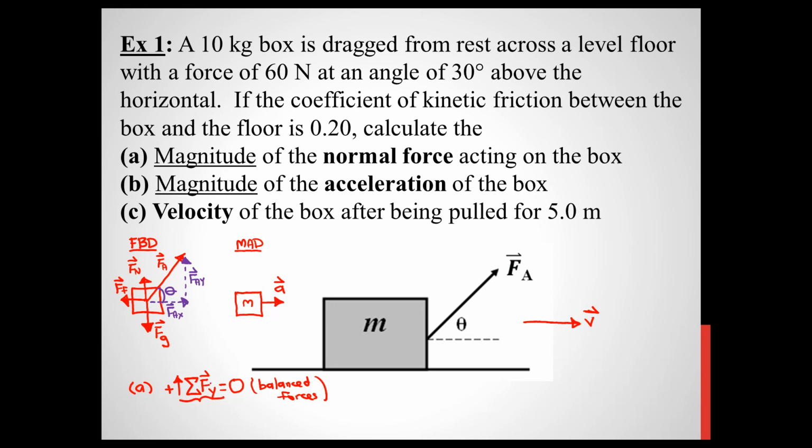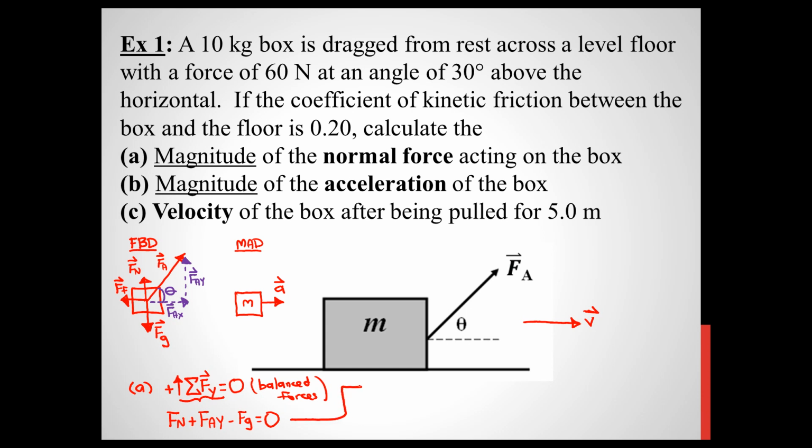Let's expand the sigma F part. So again, this means look at the free body diagram, look at the forces in the y direction. If it points up, put a plus sign in front of it. If it points down, put a minus sign in front of it. If you look at the free body diagram, there are 3 forces in the y direction. There is this normal force pointing up, the applied force vertical component that points up, and the force of gravity that points down. So 3 of them. Therefore, I would have Fn, which is positive, plus Fay, minus Fg, is equal to 0.